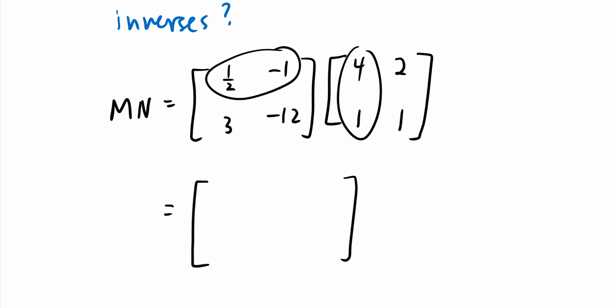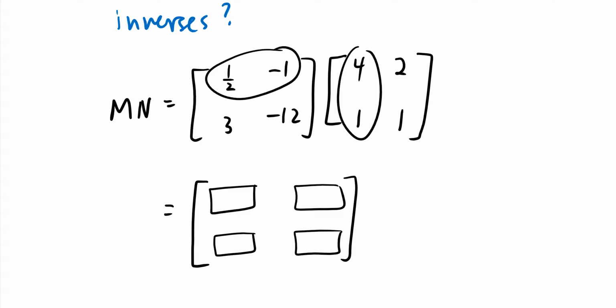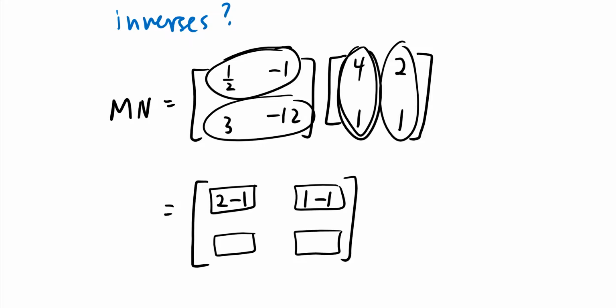So we're going to multiply row by column. Let's see what that's going to give us. I put these boxes to organize the work. So 1/2 times 4 is 2. -1 times 1 is -1. Same row by the next column: 1/2 times 2 is 1, and -1 by 1 is -1. Next row by the first column: 3 times 4 is 12. -12 times 1 is -12. 3 times 2 is 6. -12 by 1 is -12.